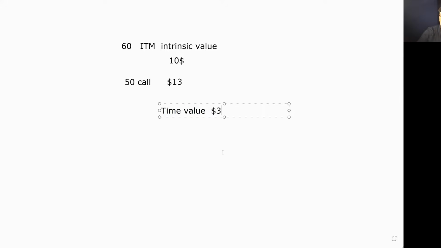So the time value is what you're paying over what it's worth. Because think about it. If the stock is trading at 60, ignore the premiums for a second. I could buy the stock at 50 and sell it at 60 because I have a call, and I'd make $10. But I'm paying 13, so I'm paying $3 over what it's worth. Always remember, premium is made up of time value plus intrinsic. TV plus intrinsic value equals premium.